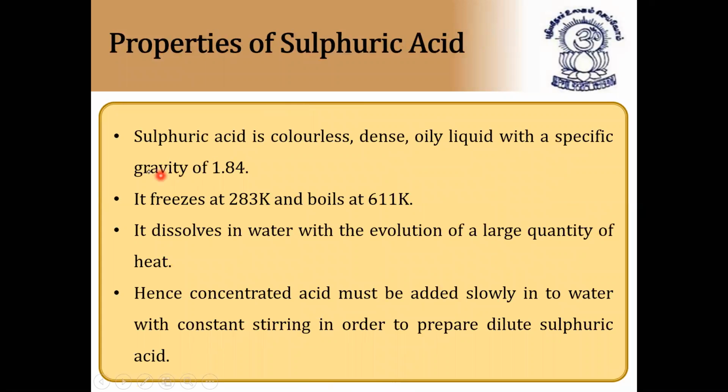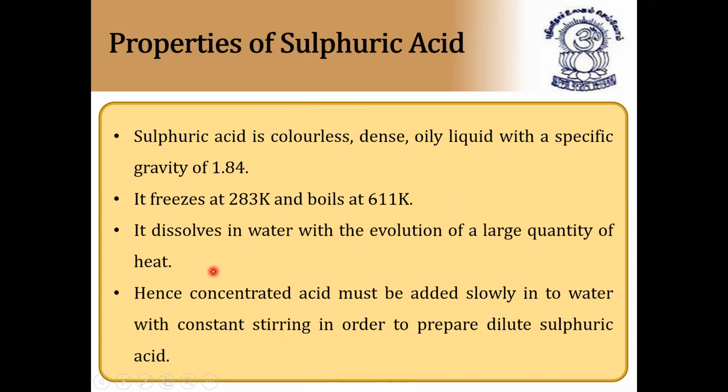Next, properties of sulfuric acid. Sulfuric acid is a colorless, dense, oily liquid with a specific gravity of 1.84. It freezes at 283 kelvins and boils at 611 kelvins. It dissolves in water with the evolution of a large quantity of heat.